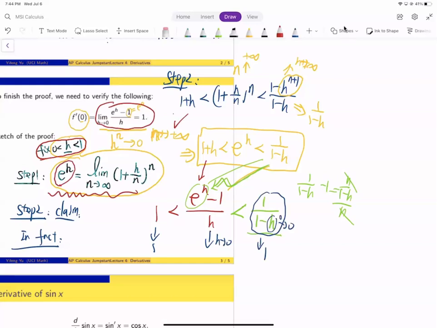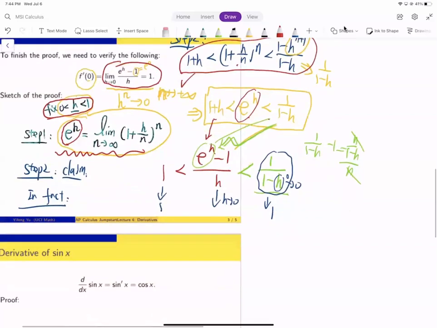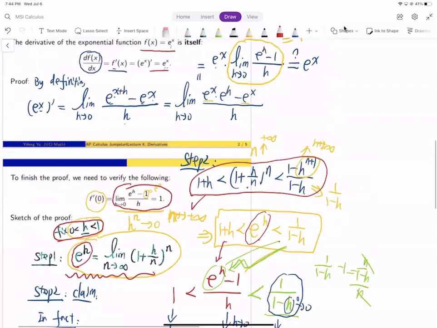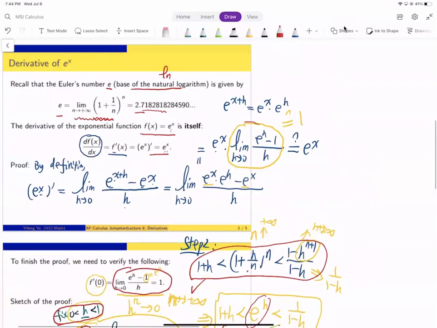Okay, so this is how we use this expression of e to the h, and how we use the binomial formula to get a bound of this expression, and we get this inequality, and eventually we just get this limit. Okay, all right. Now we derived that the limit of this one is 1, and therefore this is just the derivative of e^x, it's just itself.